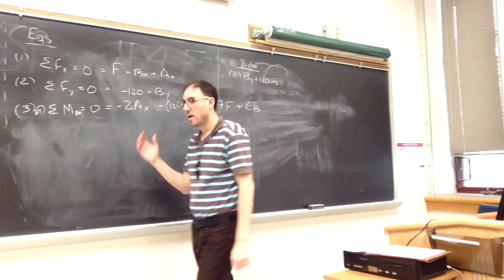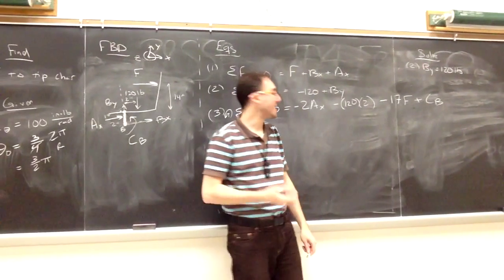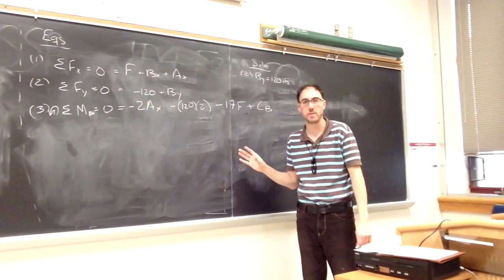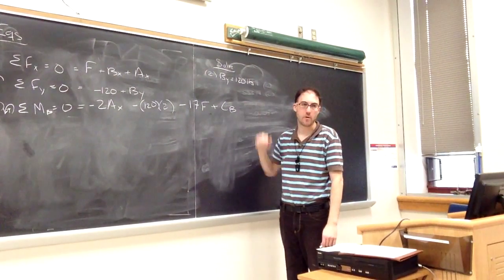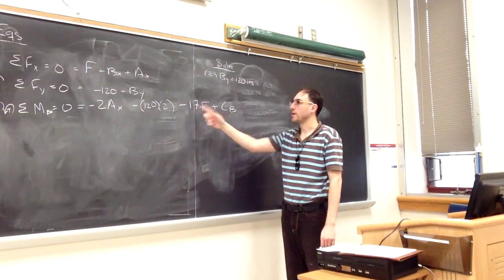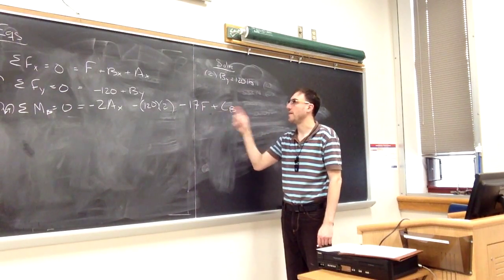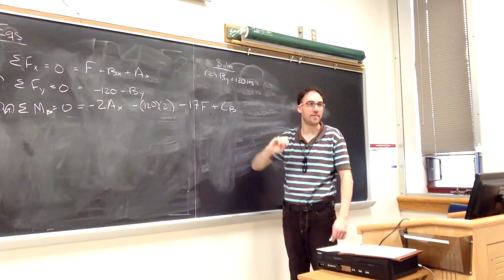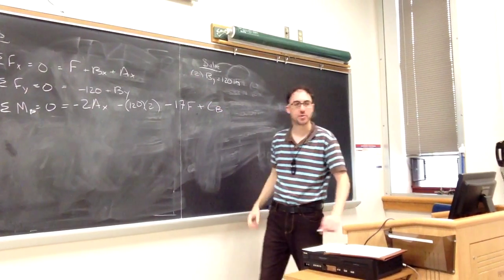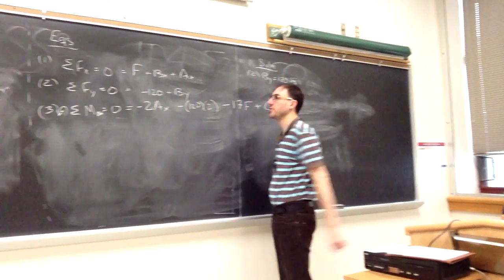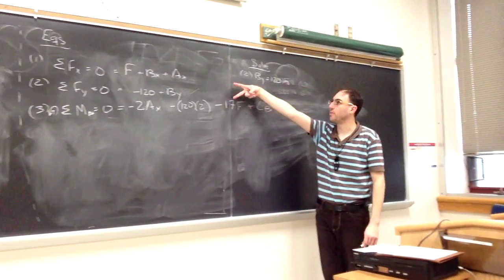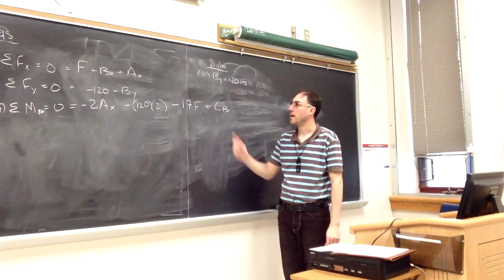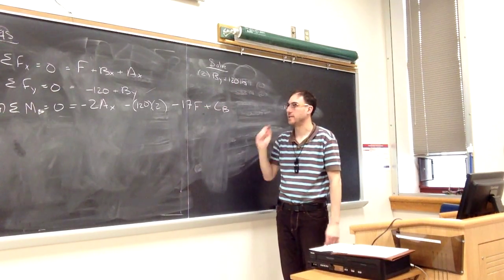The forces get multiplied by distances, the couples do not. It doesn't matter at what point I want to take the moment about, couples will always appear in this equation. So looking at equation 3, I have AX, I have F, I now have CB. So between equations 1 and 3, I don't yet have enough equations to solve for my unknowns. Equation 2 I've used up. So I have really 2 equations left, but I have 4 unknowns: AX, F, BX, and CB.